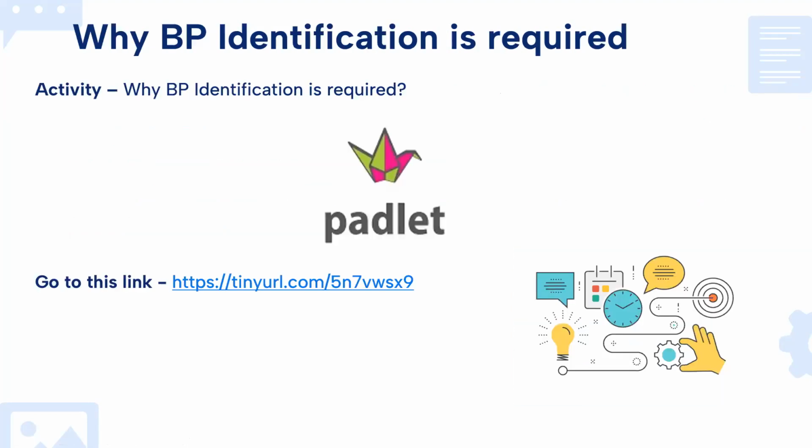So the next activity is to identify why business process identification is required. For this one, you can use the chat box. No need to go to Padlet. So try to identify why we need business process identification. When you are considering business process management, the first step is business process identification. So I'm asking why do we need to do business process identification? You can all use the chat box for this. When you're sending answers, send it to everyone so everyone can see the answers. Don't send it to me directly.